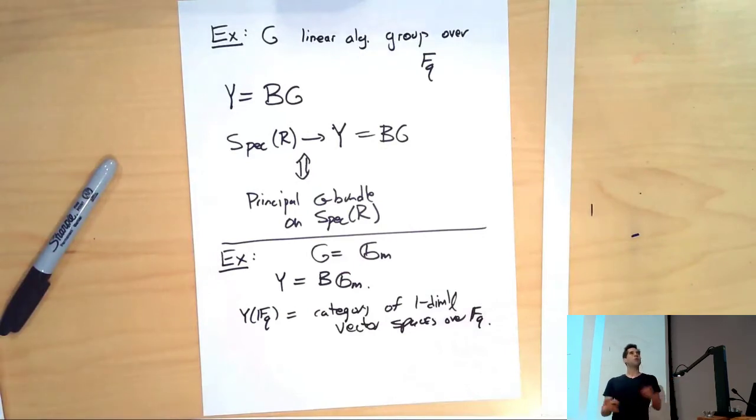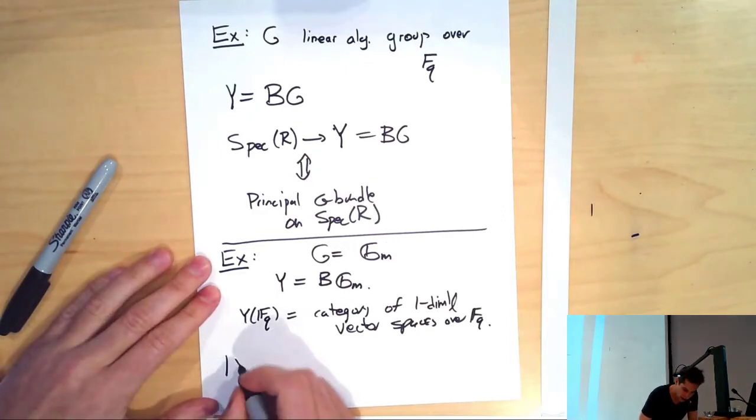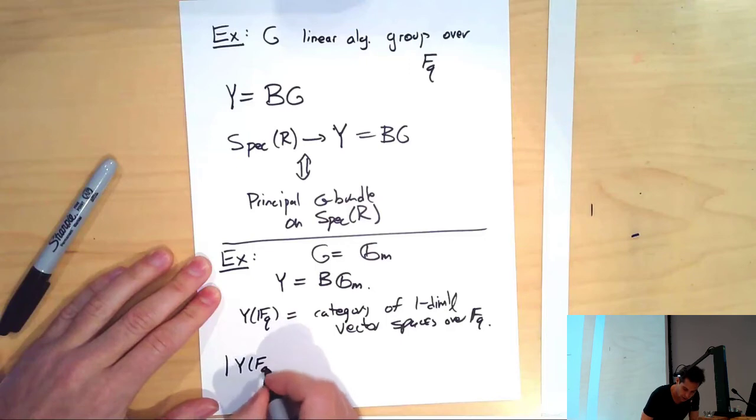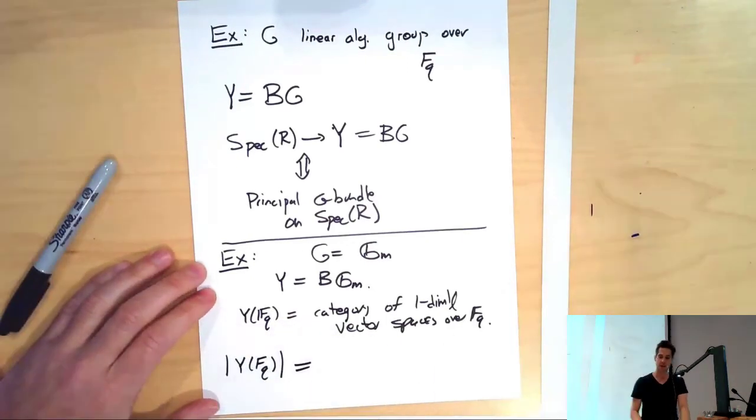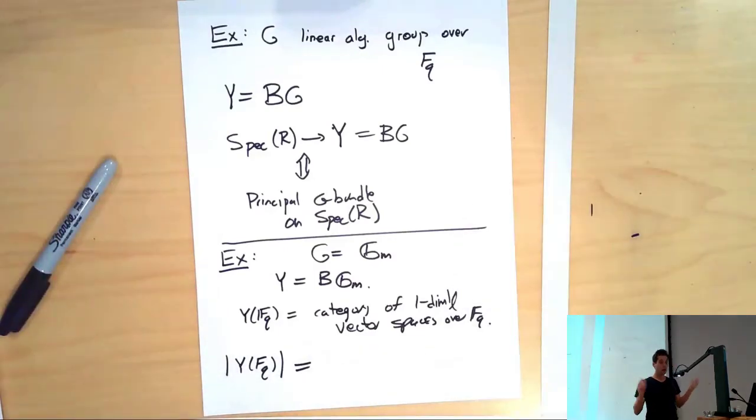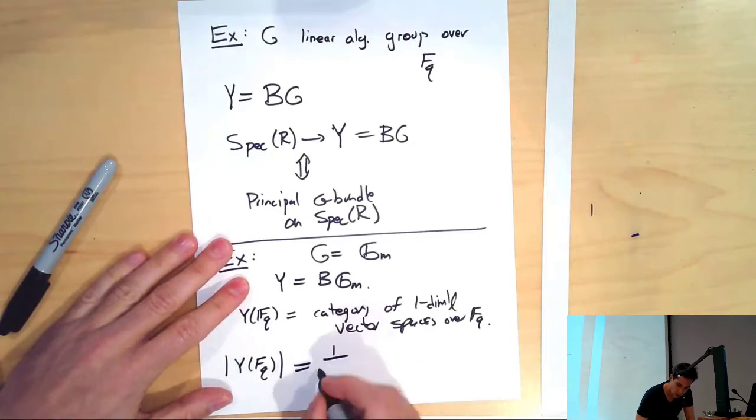So we know what one-dimensional vector spaces over F_q look like. They look like F_q. So up to isomorphism, there's only one object in this category, but it has some symmetries, right? A one-dimensional vector space has an automorphism group, which is the group of units in F_q. So if you count the size of Y(F_q) in the sense that I defined earlier, well, there's one term that appears in this sum, and the denominator that appears is q minus 1. So this is 1 over q minus 1.